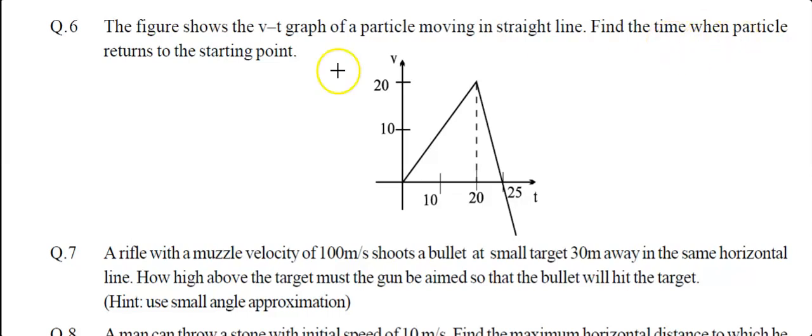In this question number 6, a figure has been given for v versus t, and it is asking the time when the particle returns to the same point, the starting point. That means it wants displacement to be 0. So you need to make the displacement 0. And how to calculate the displacement in a v versus t graph? It's the area. So you can measure the area of this triangle and keep it in the forward direction, and measure this area. Let's say it goes somewhere there.